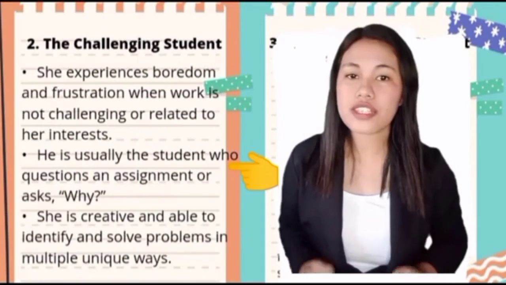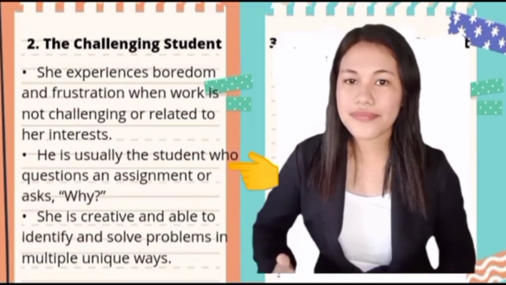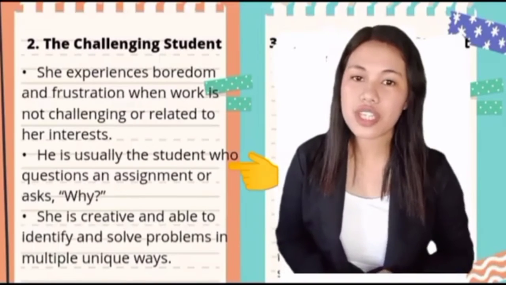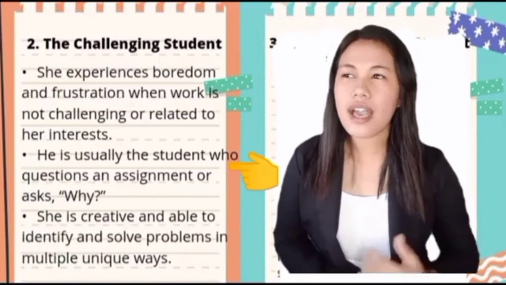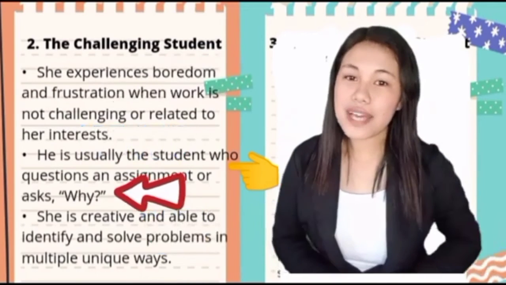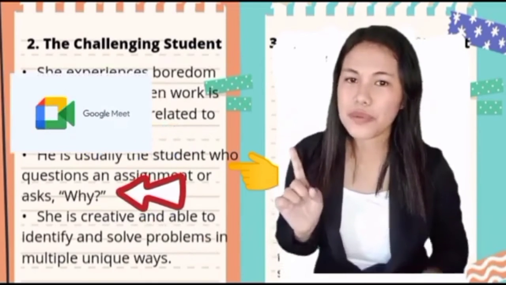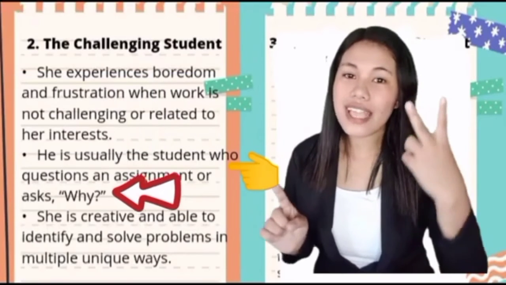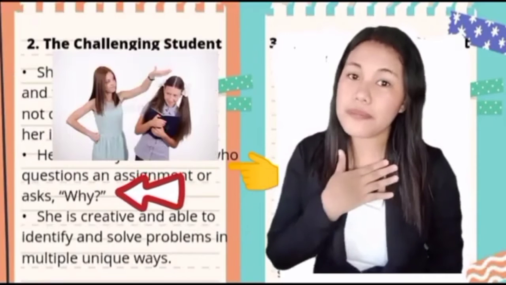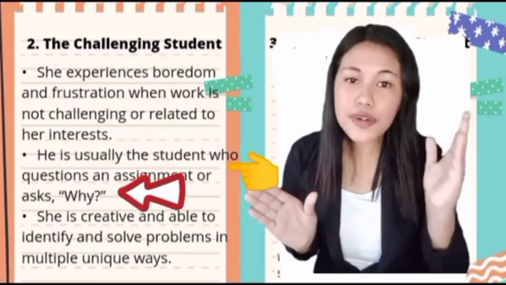Second, usually the students who question an alignment or ask why. Remember, this type of student under challenging always asks a question with why. Example, why use Google Meet in an online class setup when there is a Zoom? Second example, why is your answer different from mine? Third, why doesn't he want to borrow a ruler and pen?